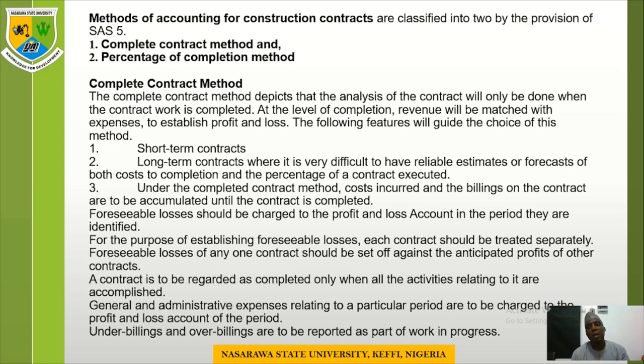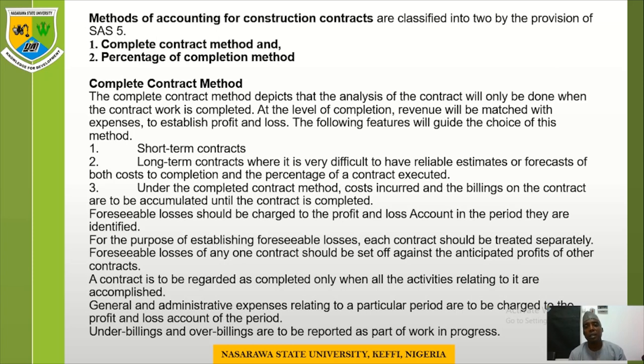Don't forget our accounting concepts and conventions, one of which is the matching concept. That is a concept of accounting whereby expenses are normally matched with revenue in order to determine our net income, as we used to do when we are preparing our final accounts, specifically in the income statement. We compare the expenses and the gross profit to determine our net income. So this is the classical principle guiding the matching concept. This concept is also applicable when accounting for a construction contract. So revenue is matched with expenses in order to establish the profit and loss.